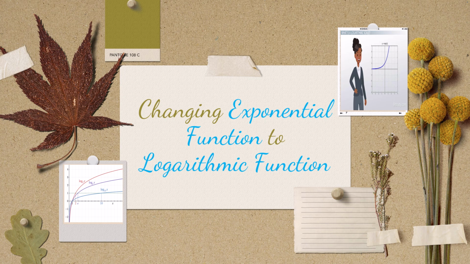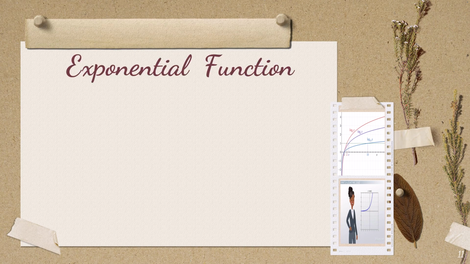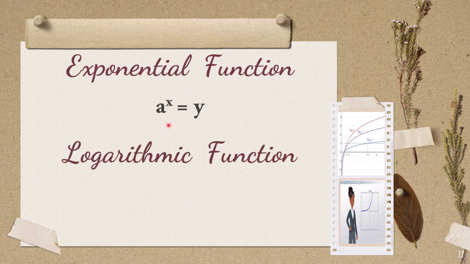So let us see how to change exponential function to logarithmic function. The exponential function a to the x is equal to y. The base of the exponential function is a. So in changing to logarithmic function, we keep the same base a. First we write logarithm of y to the base a equals x. Logarithm of y to the base a equals x. So this is how it is written.